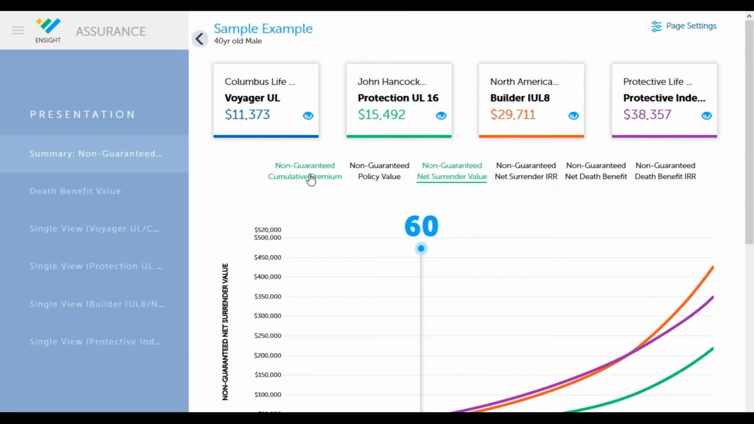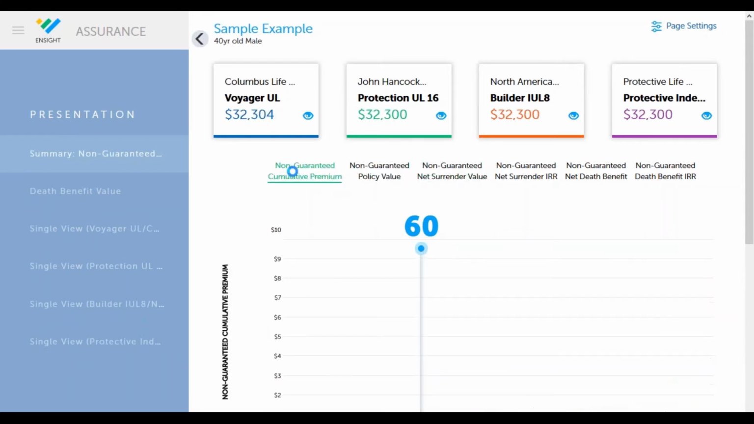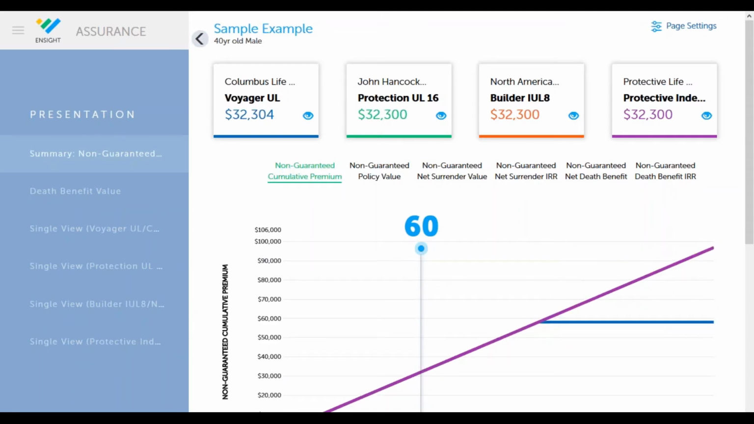We're able to load or display up to 4 different illustrations at the top of the screen here. They don't all have to be different carriers. It could be the same carrier. It could be different products. It could all be the same product run a different way. But this is sort of the main screen that you're going to be sharing with your clients.